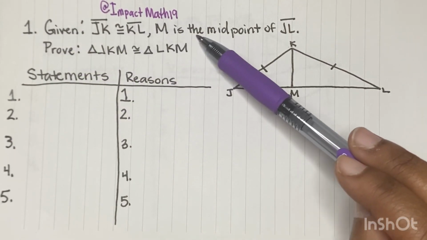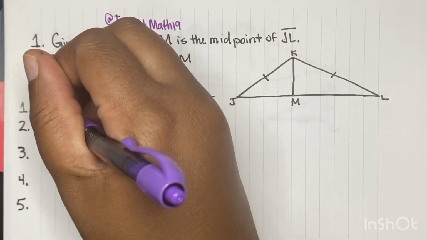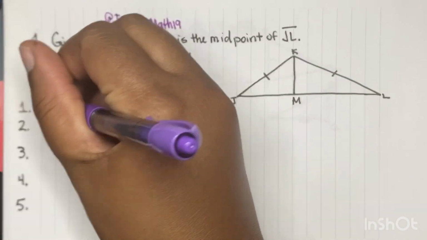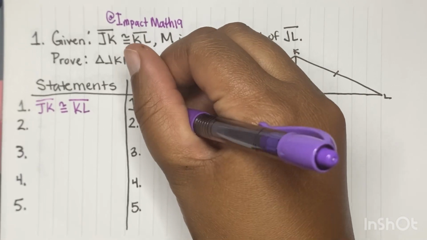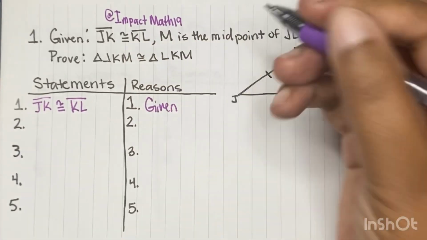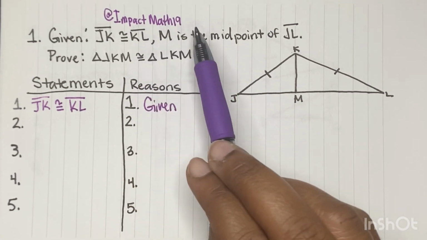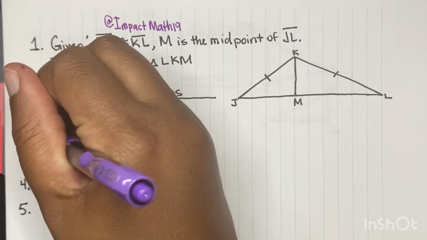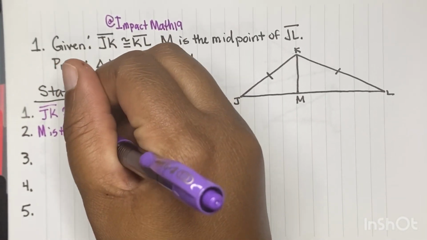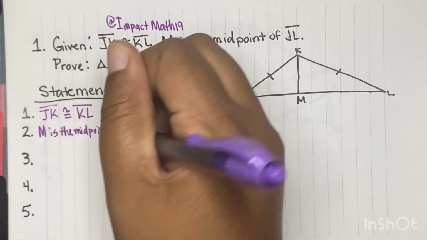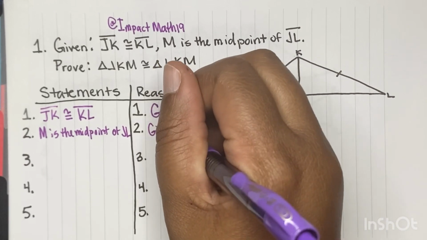These are the statements. So we're going to put JK is congruent to KL, and we're going to say given. Then how many givens do you have? How many statements were given? We're given one here and one here. So we're going to write our next one. M is the midpoint of JL. And that's also given.